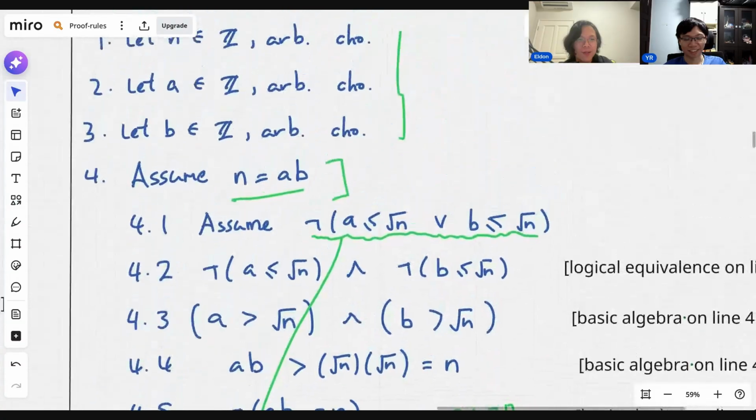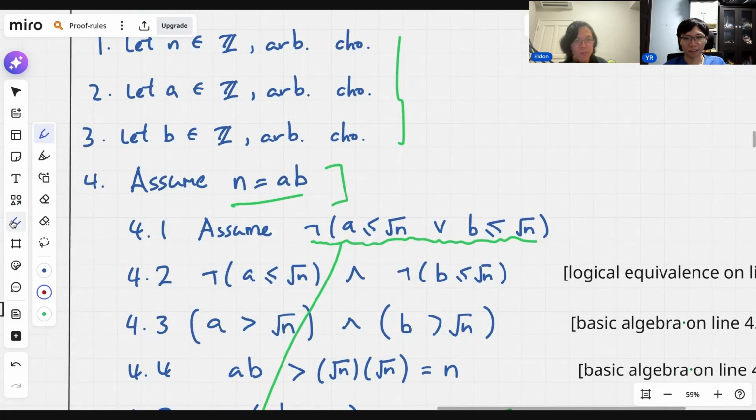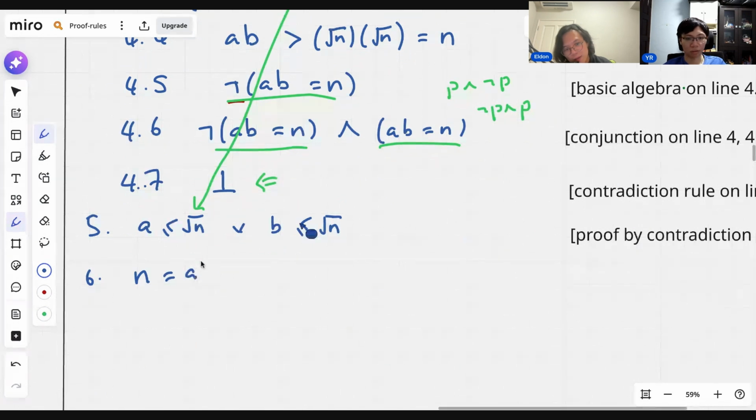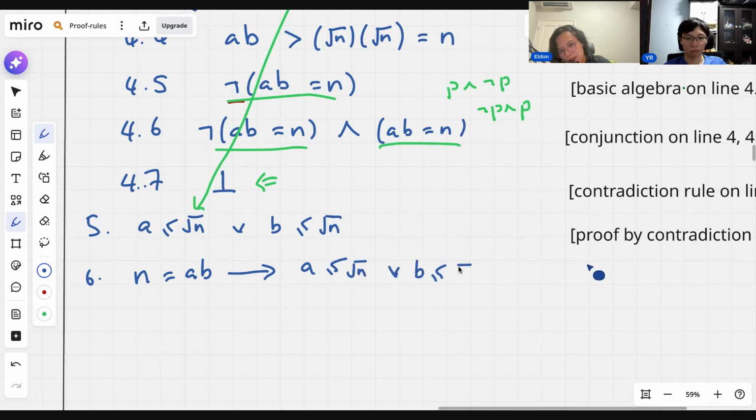So what we need to do is check what assumptions we made. We made an assumption, and we have to clean it up. We made this assumption on line 4 that n equals a times b. So on line 6, I made a mistake. On line 6, what we have to do is first say, assuming that n equals a times b, then a is less than or equal to square root n, or b is less than or equal to square root n.